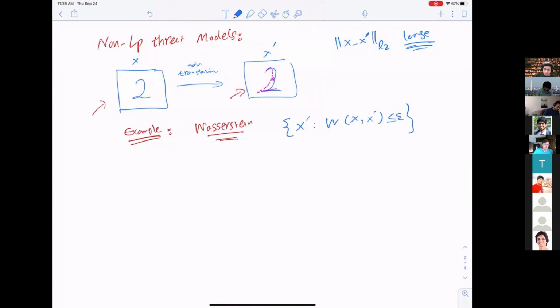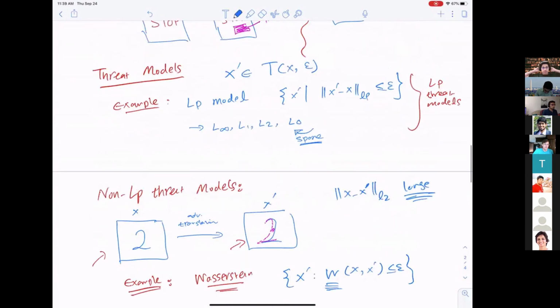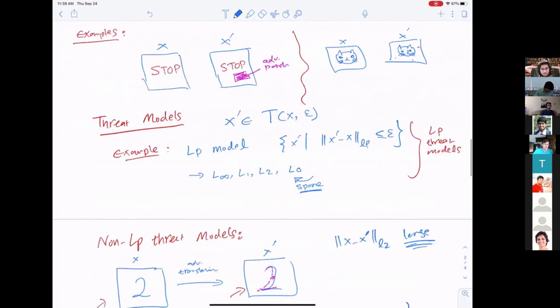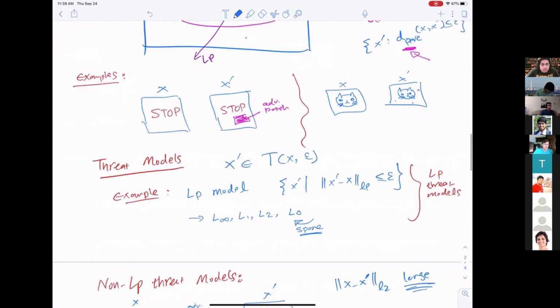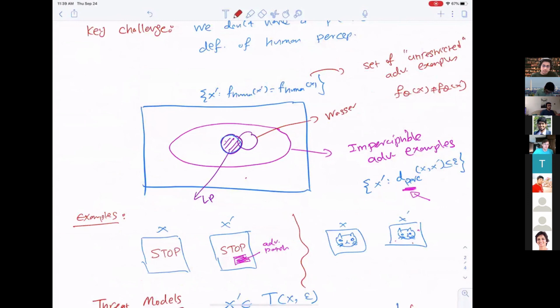I don't want to go into the details of this Wasserstein distance at this point. I'll talk about it later on in the GAN lecture. All right, so that can be another threat model that we have here. Let's say that's the Wasserstein threat model, but you can have some other threat models.